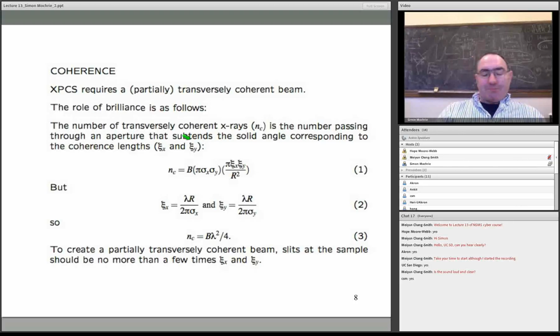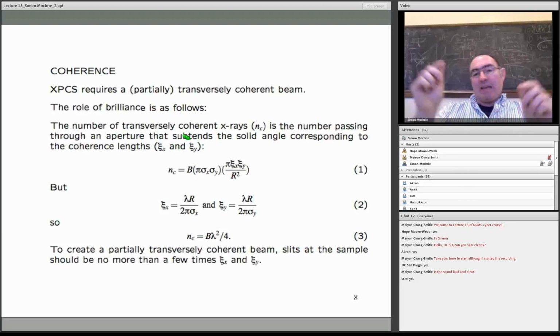So if you confine the sample to dimensions that are approximately ξ_x and ξ_y, then effectively the synchrotron looks like a point source as far as the sample is concerned, and there's phase coherence across the sample, and everybody scatters in phase, and then what you'll see in your X-ray scattering pattern reflects the individual locations of scattering centers within the sample, and you'll be able to make measurements in a way that I'll describe.